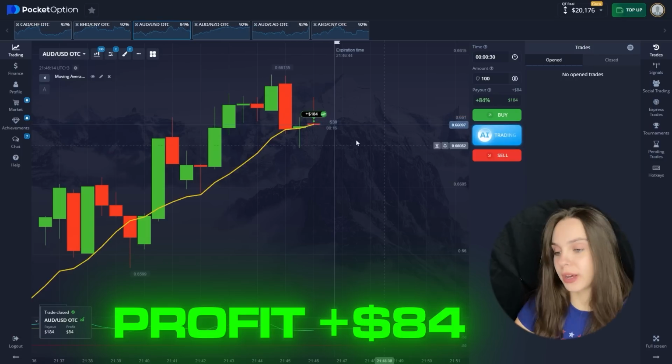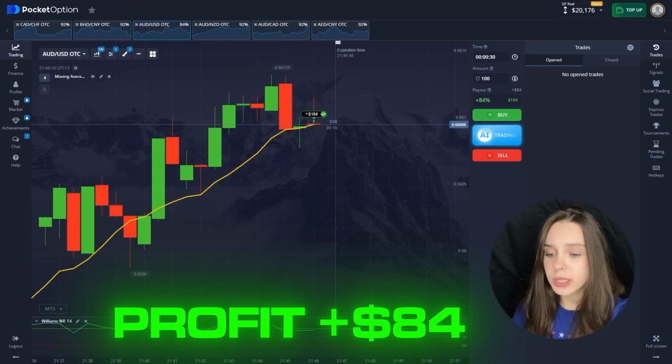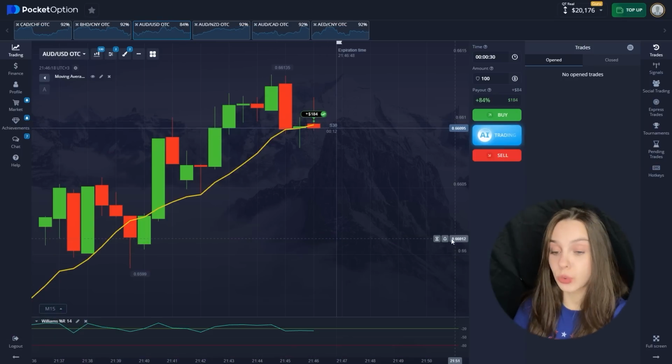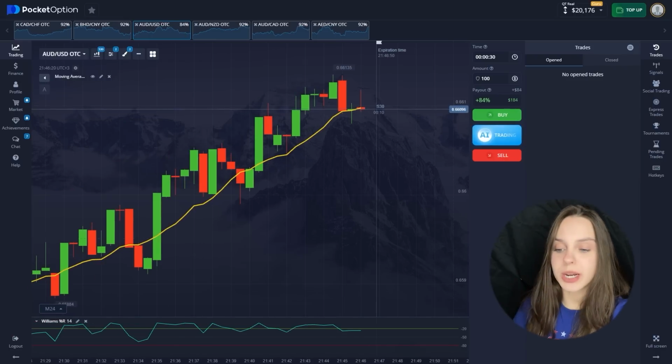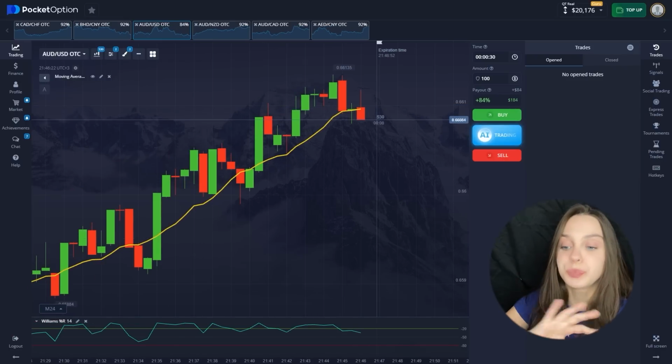It closed in profit, guys. And the most important thing is that the strategy works. So you see, we had 3 currency pairs and all 3 closed in plus.